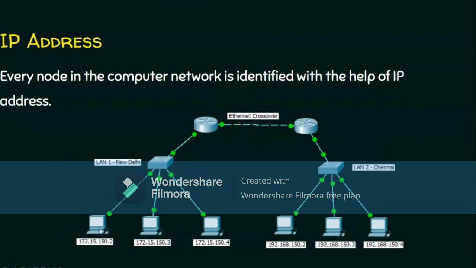This example involves a lot of end devices and a lot of intermediary devices. Now, there is a computer and this computer wants to send some data to this computer. It means the computer with the IP address 172.15.150.2 is going to send some data to 192.168.150.2. So this is what we call an IP address, because every node in the computer network is identified with the help of IP address only. Now we will see more about IP address.